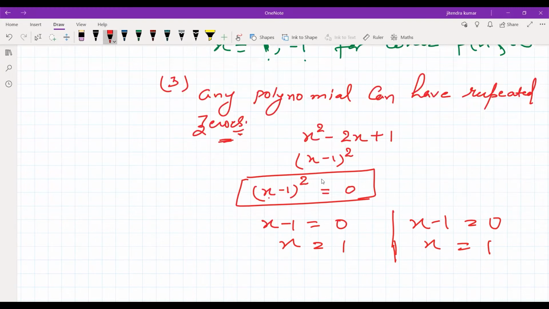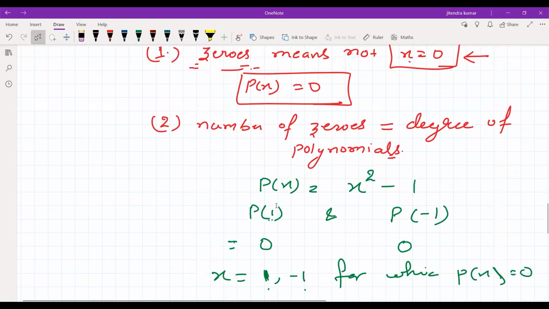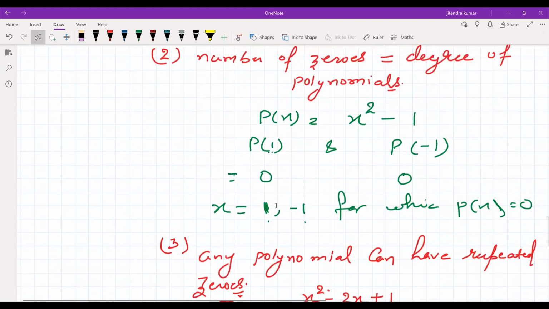Okay, the possibility of repeated zeros exists. In this case it was a two degree polynomial, so it should have two zeros, but both the zeros are equal to 1 only, so it has repeated zeros. The same zero is getting repeated, 1 and 1. Okay, so are these 3 points clear to everyone?